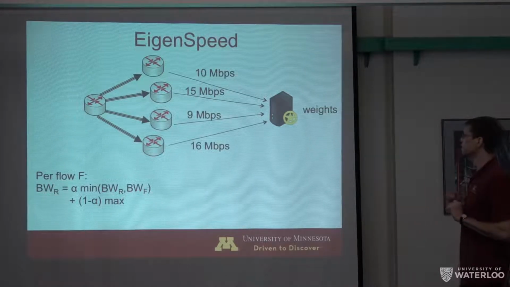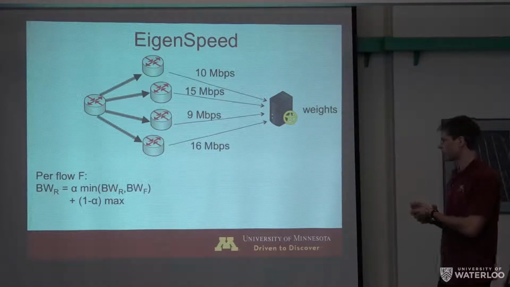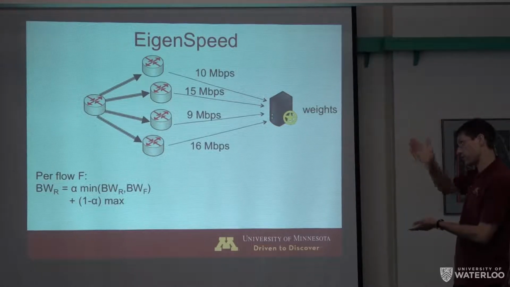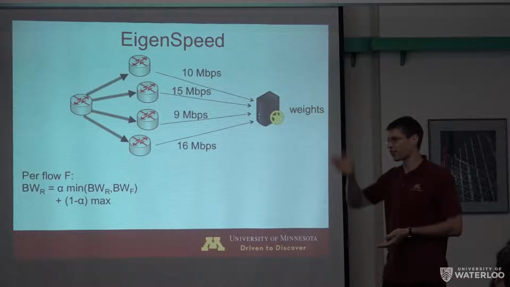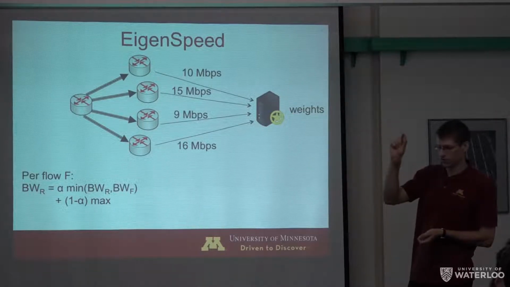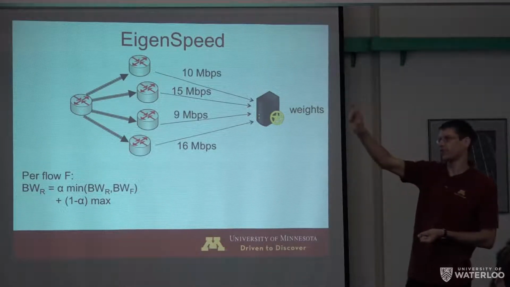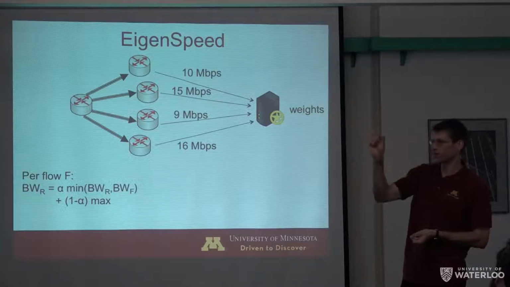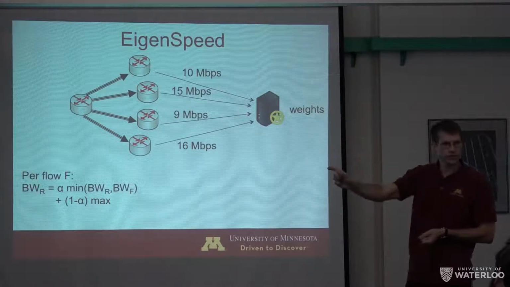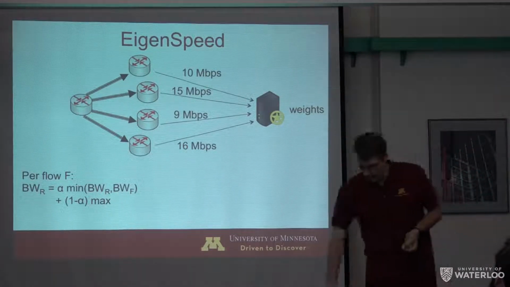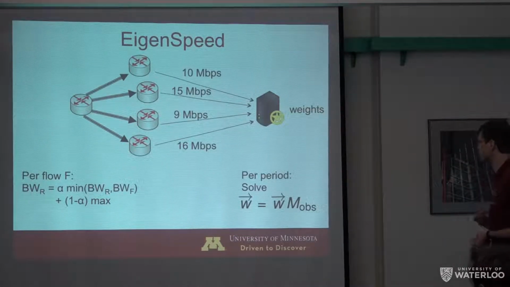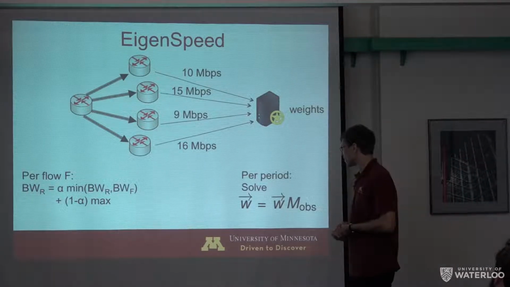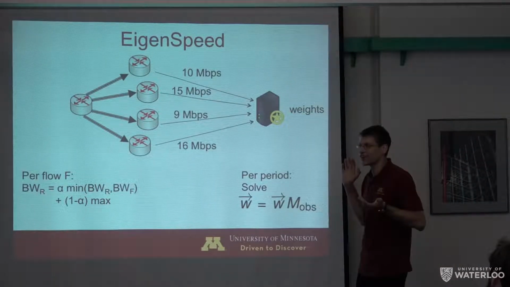And in EigenSpeed, we normalize the columns so that each column is my estimate of what fraction of all the bandwidth this relay made. And then once we've got that normalized matrix, we find the principal eigenvector of that matrix.